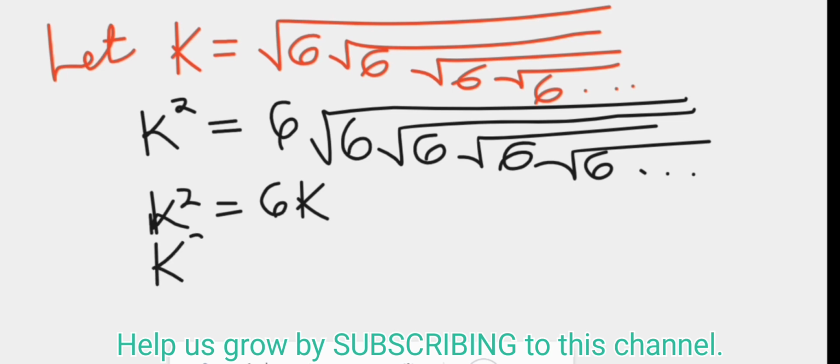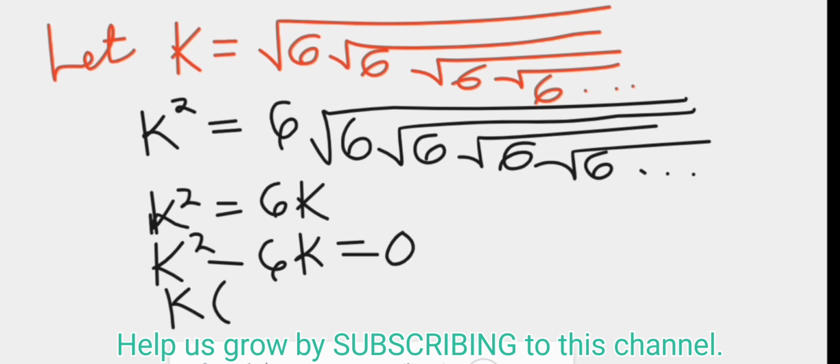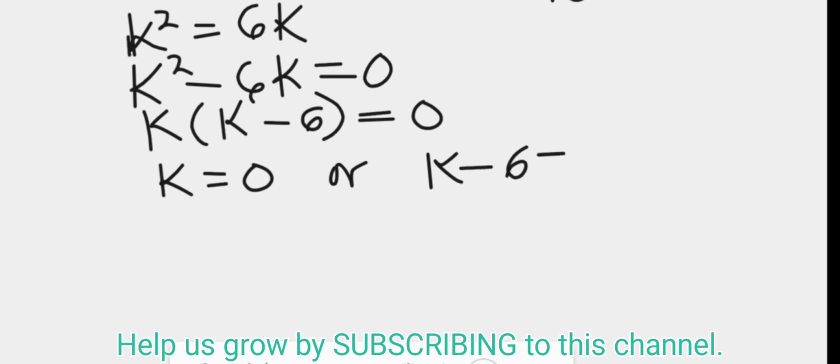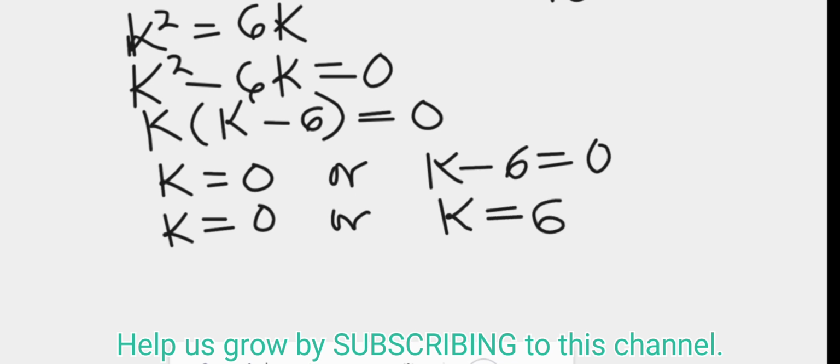Rearranging again, we have k squared minus 6k equals 0. Factoring, we have k times k minus 6 in brackets equals 0. By the zero product property, once more, we have k is either 0 or k minus 6 is 0. So k is 0 or k is 6.